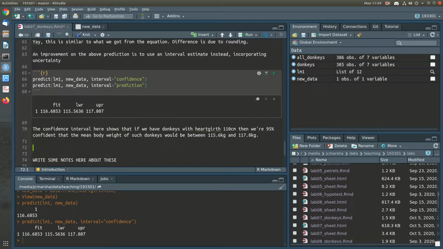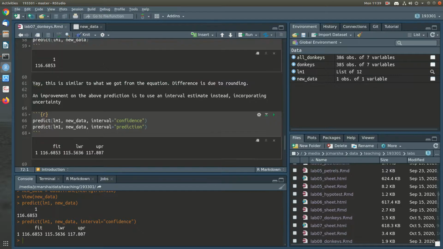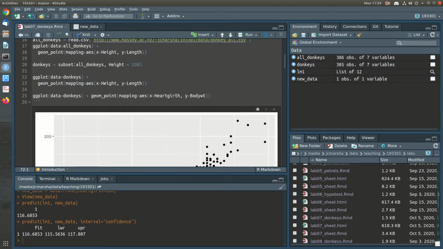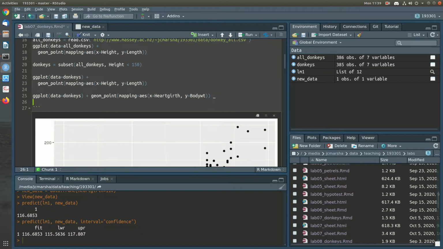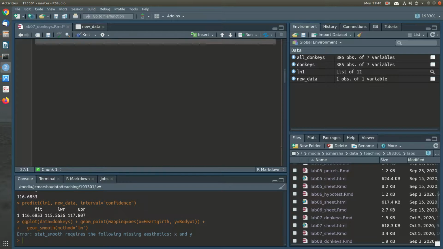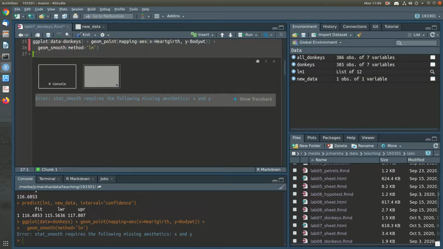But there's another source of variation in this data, which is the variation around the trend. At the moment, we've essentially put a trend line through here. I'll show you how to do that in a moment. And we've described the uncertainty in the trend. So let's put the trend line on so that you can see it. I'm going to add on a geom smooth with method equals LM, which is short for linear model. I need the AES stuff so that it knows what's X and what's Y.